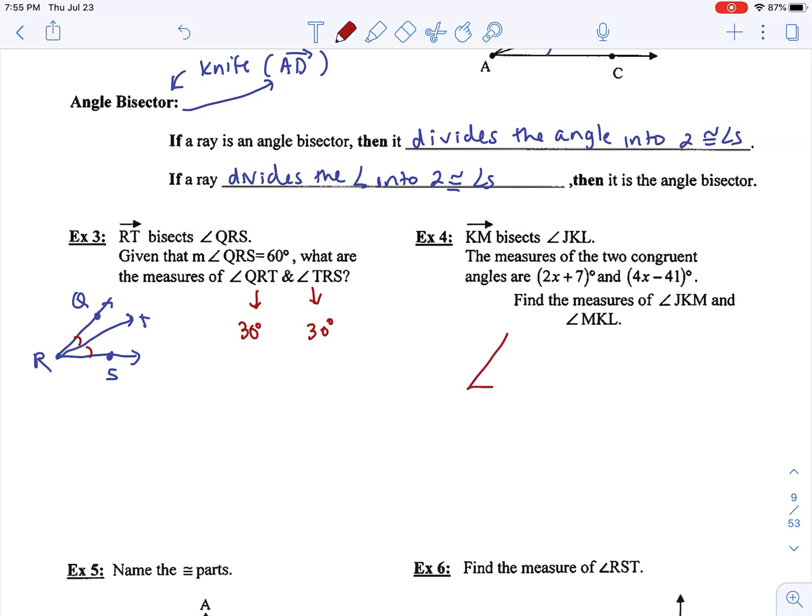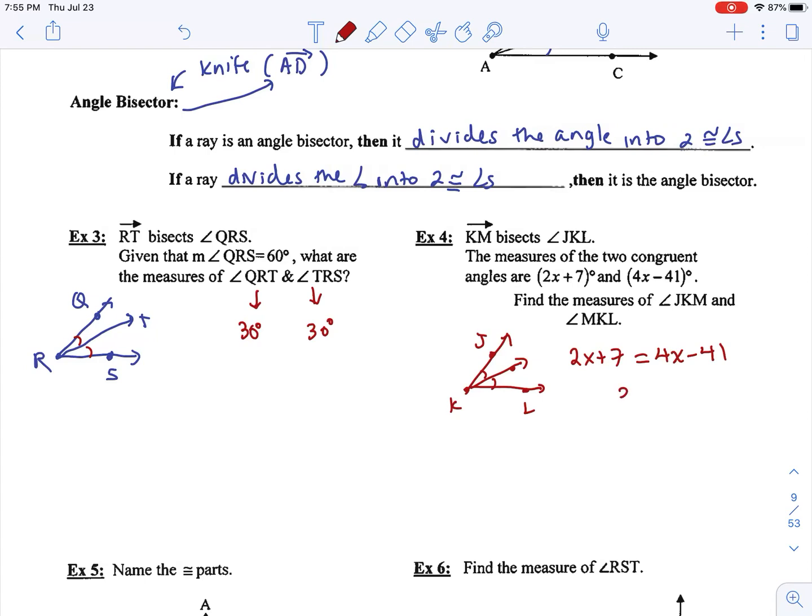So in example 4, you have angle JKL, where KM is a bisector. It bisects JKL. The measures of the two congruent angles are 2x plus 7, so here is one angle, and the other angle is 4x minus 41. Well, it really did give you a big hint in saying that it's congruent. So if they're congruent, they have equal measures.